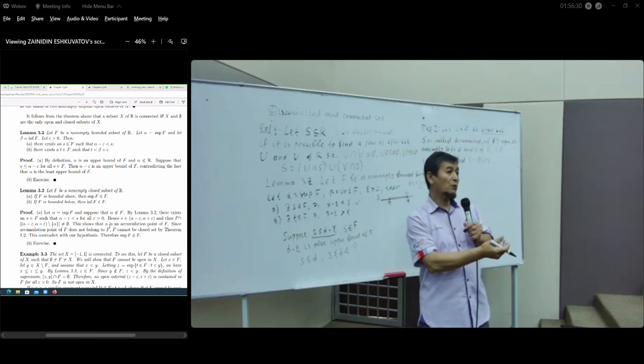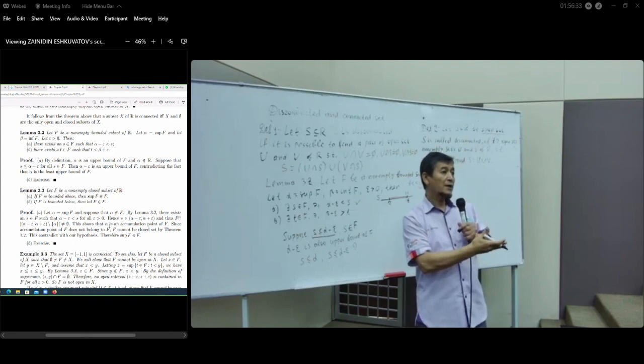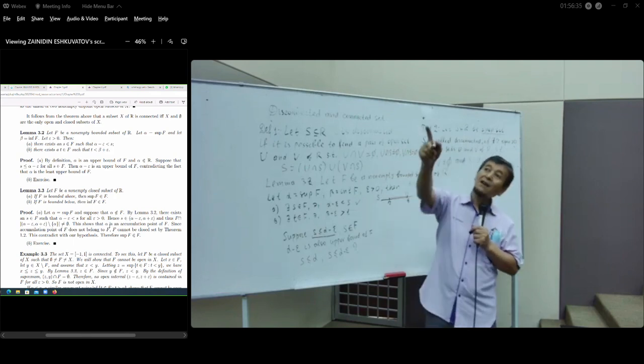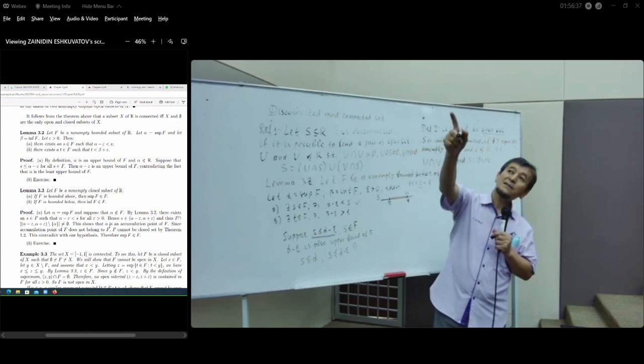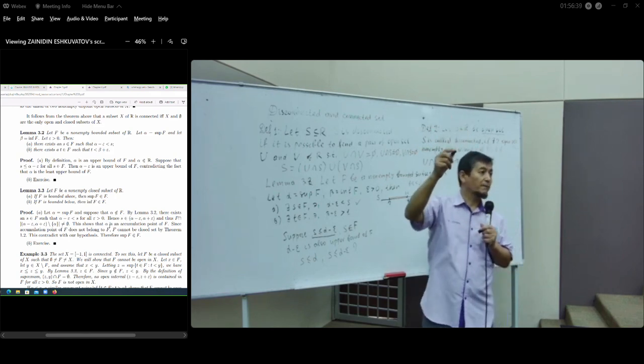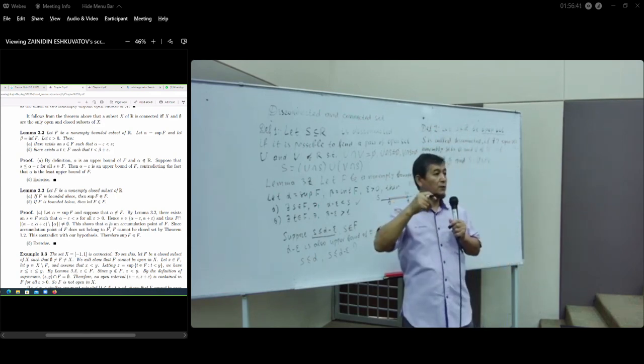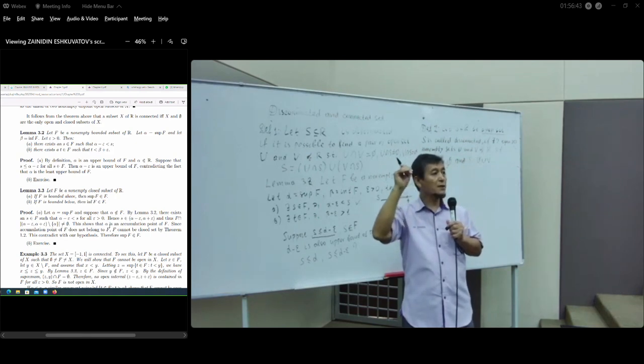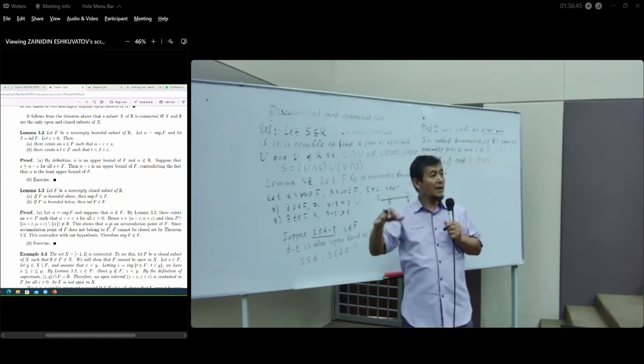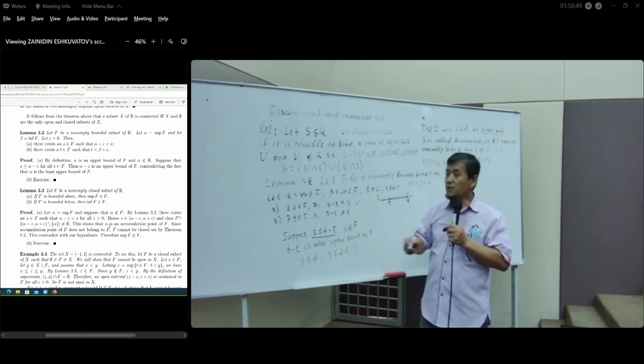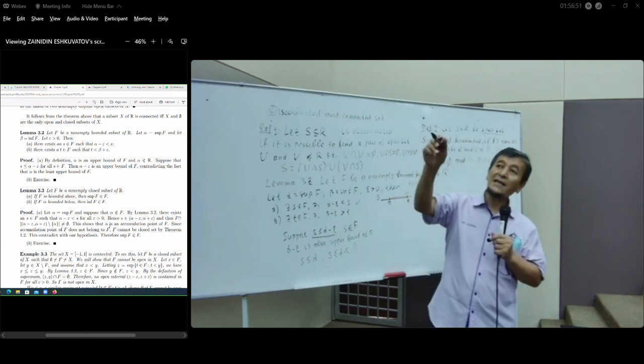For the lower bound, you should say the opposite. Suppose beta plus epsilon is also a lower bound. Then at the end, come up with the contradiction. Okay, so this lemma is okay. Next lemma is also okay.